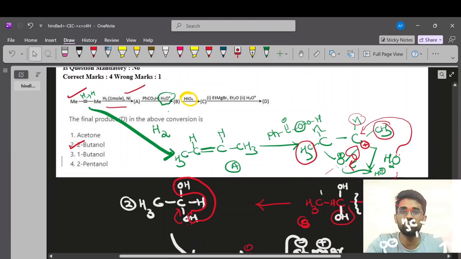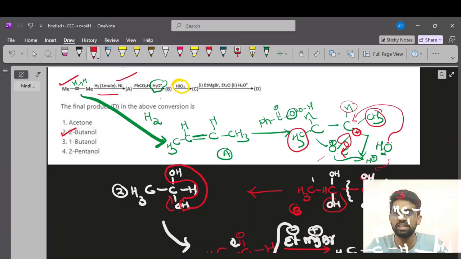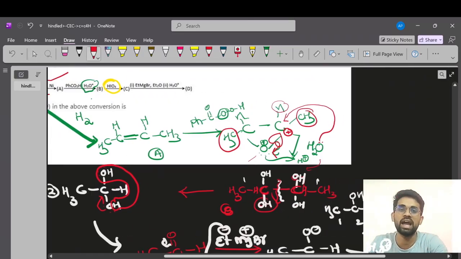And one more thing here, periodic acid is given. What is the trick I told you? Whenever there is periodic acid with diols, or multiple hydroxy groups in the given compound, just break the sigma bond between those two hydroxy-containing carbons, and you just add OH groups.